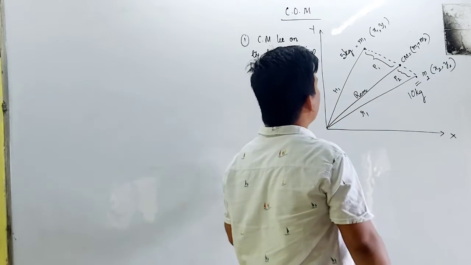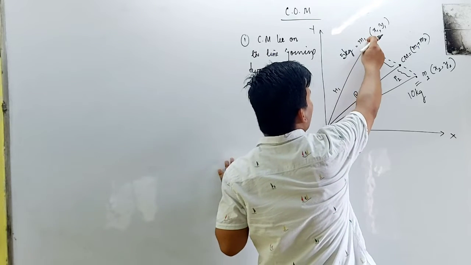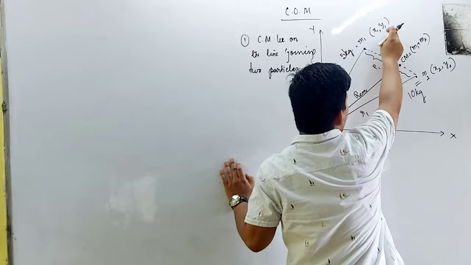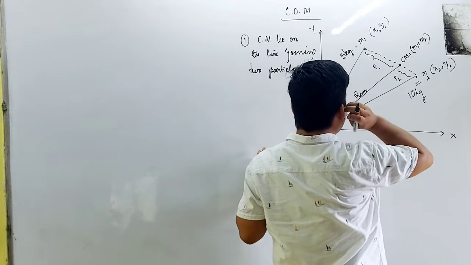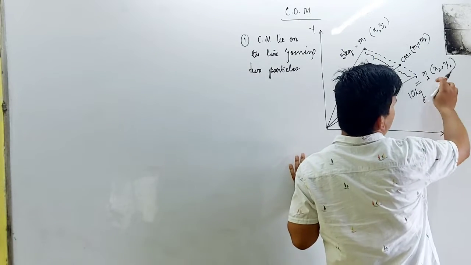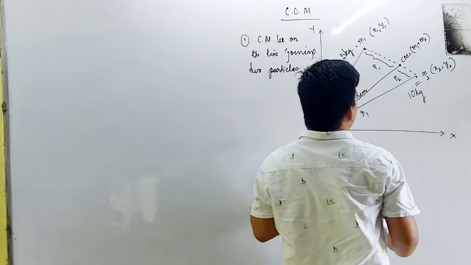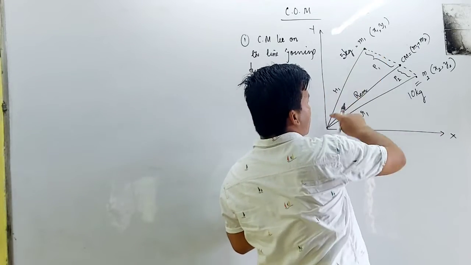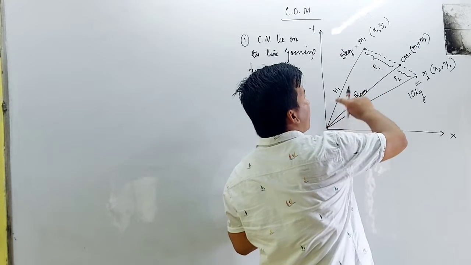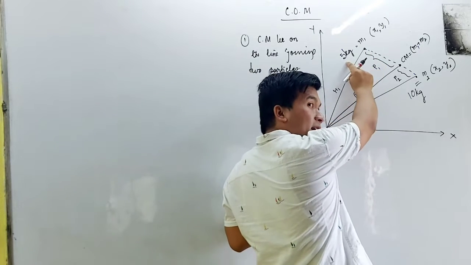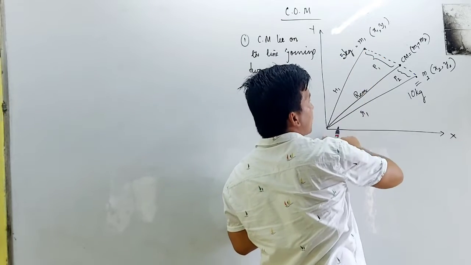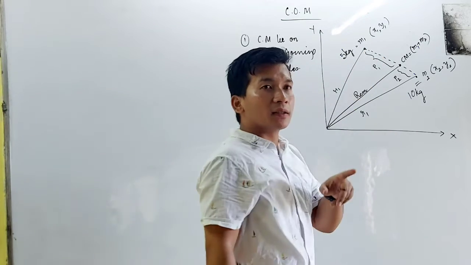Now we consider the coordinates of M1. The first particle's coordinates are x1, y1, and the coordinates of the second particle are x2, y2. Now this M1 is at a displacement r1 from the origin. How far is the particle from the origin? It will be represented by r1.